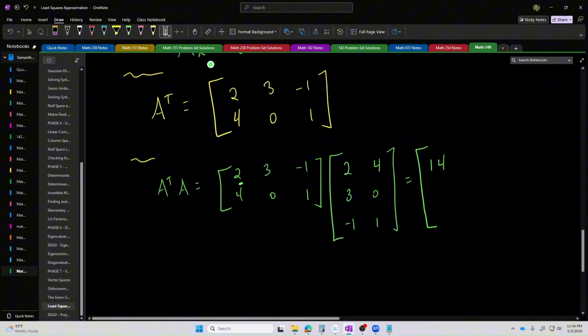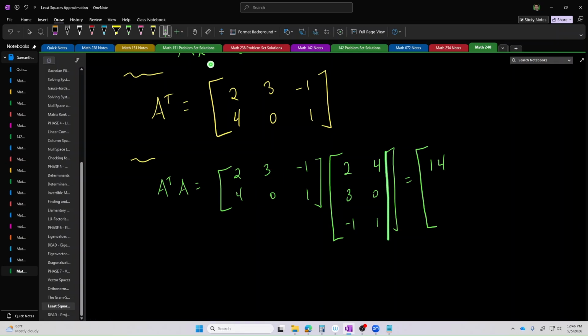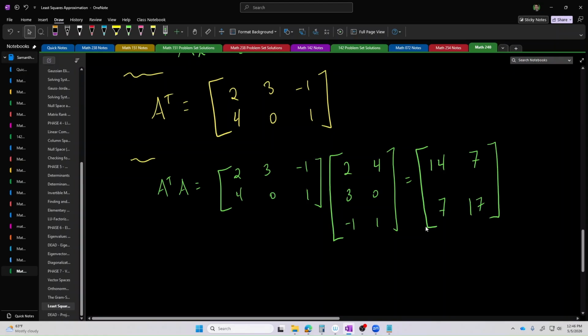Then I have this vector 2, 3, -1 dotted with this vector 4, 0, 1. So that's 8 minus 1, that is 7. That's exactly the same dot product as what we just calculated, so it's going to be 7 again. And then we have 4, 0, 1 dotted with 4, 0, 1. So that dot product gives me a value of 17. So A transpose times A has given me a square 2 by 2 matrix.